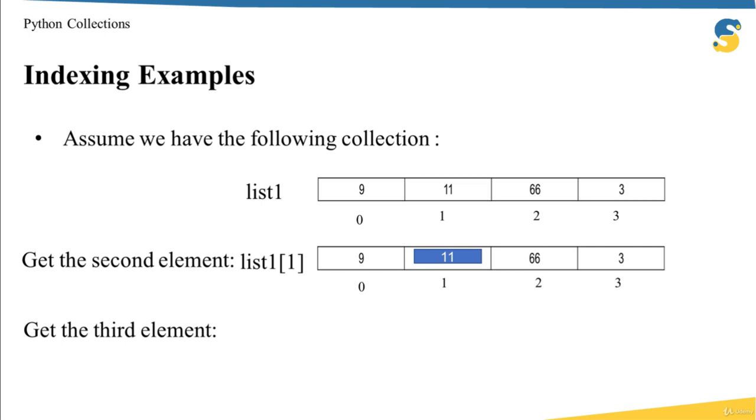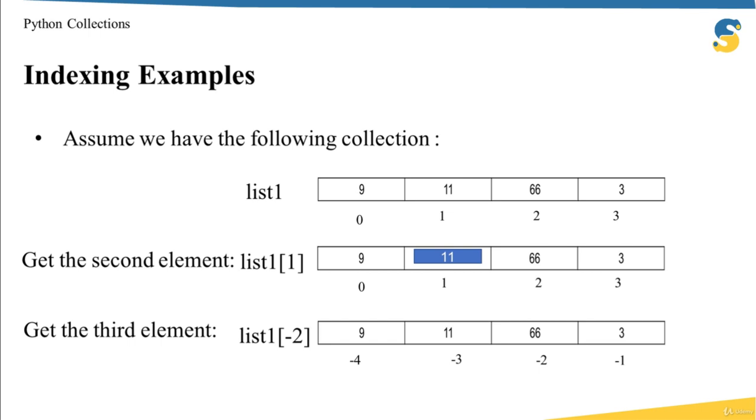Now, let's say I want to get the third element, but in this case I want to use negative indexing. You have to assume that -1 is the index of the last item, -2 is the index of the item before the last item, and so on. If I want to get the third element, which is -2 in this case, I will say list1[-2], and this will give me 66.